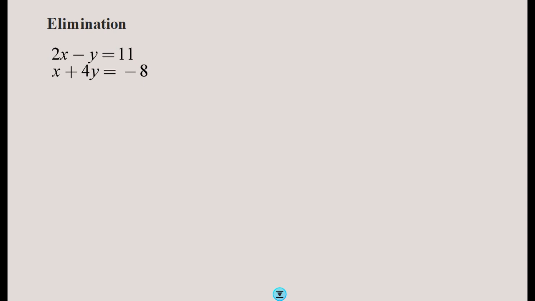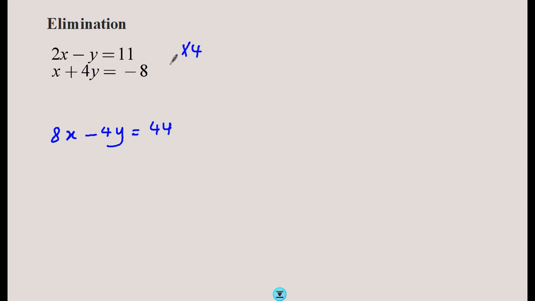On the other hand, with elimination, you don't need to have the coefficients of x and y as 1, but you need the same coefficients in both equations. So, in this case, we can multiply the first equation by 4. This gives us 8x minus 4y equals 44.